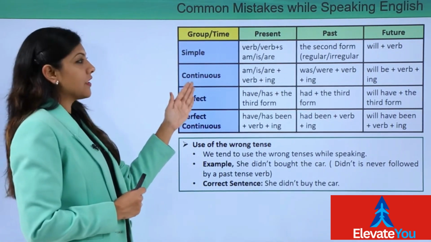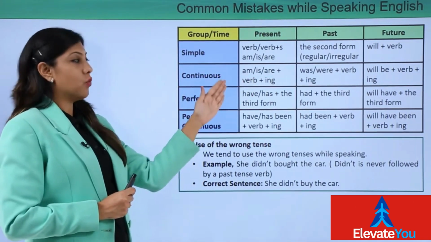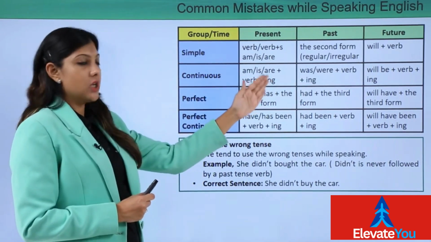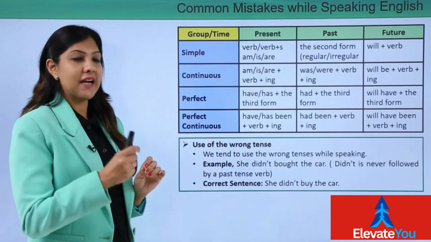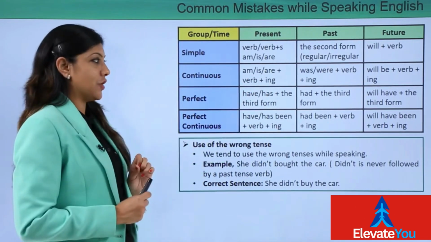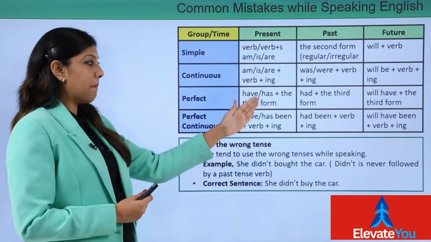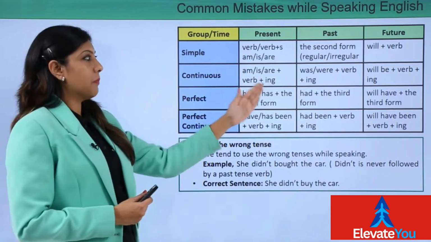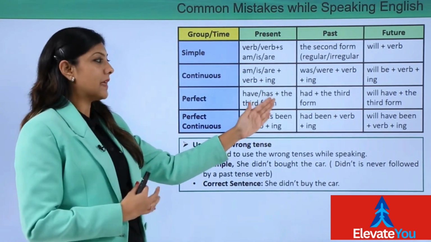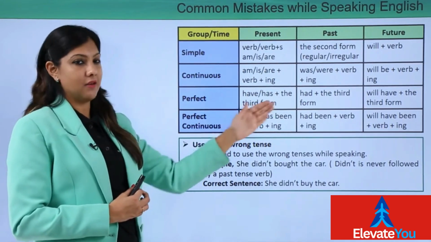Continuous tense is with regards to present, which is am, is or are, plus the verb plus ing. The past would be was, were, plus the verb plus ing, and the future would be will be plus verb plus ing. Perfect tense would be have or has plus the third form. The past tense would be had, which is in the past, so had plus the third form, and future would be will have plus the third form.